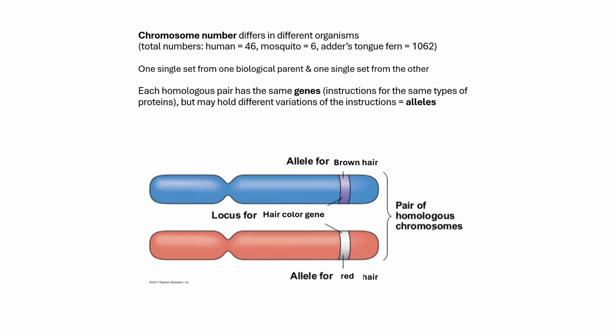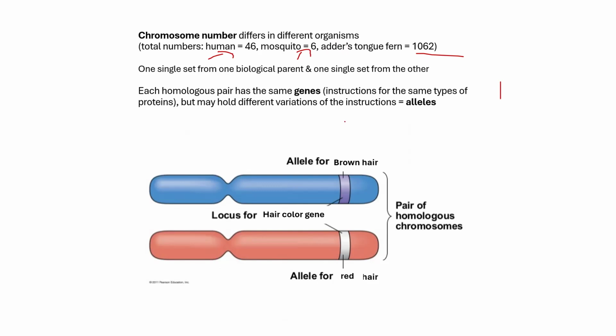So again, chromosome number differs in different things, right? So, for example, in humans we have 46 chromosomes. Mosquitoes have 6 chromosomes. An adder's tongue fern has over 1,000 chromosomes. And then you have bacteria that have 1 chromosome.